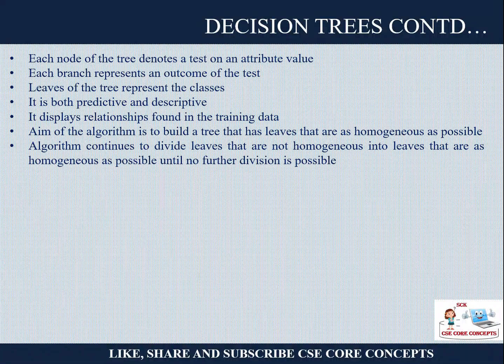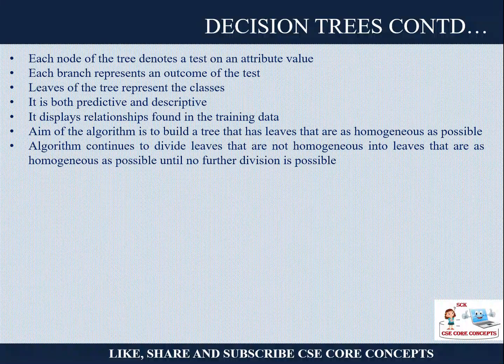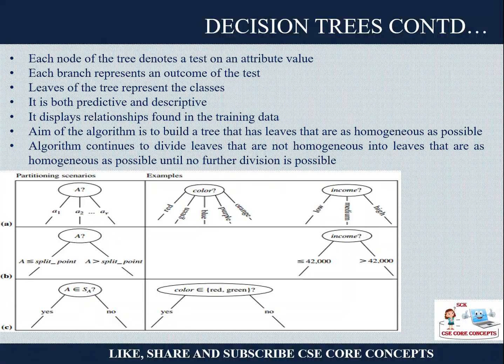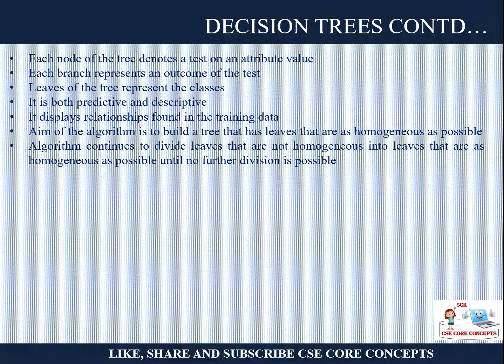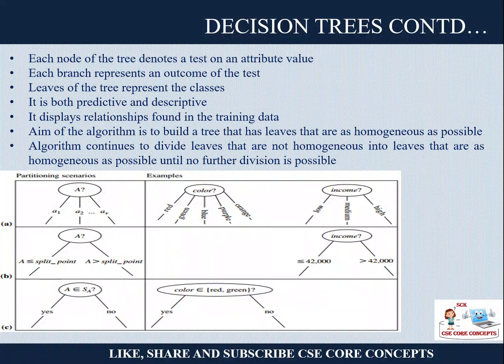So finally, the aim of the algorithm is that the final leaves should be as homogeneous as possible. Homogeneous means they all should fall in the same category, whether they are fit or unfit. All the data which falls under the yes and unfit category, they are in a way homogeneous to each other, where further no division is possible.